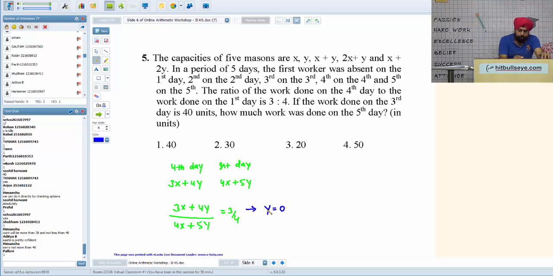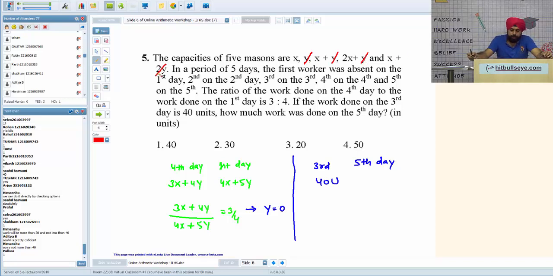Now students, just try to see, and you can end the question here. It says work done on the 3rd day is 40 units and you want to calculate the work done on the 5th day. Students, as soon as you calculate that y is 0, can I simply say that you can just cancel y at all the positions? It is just not needed.